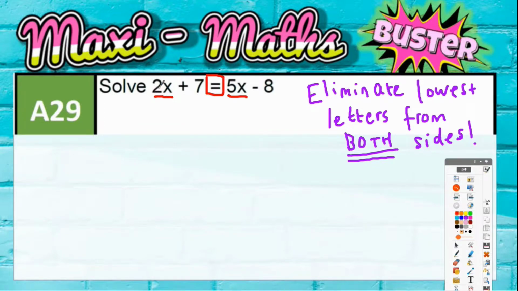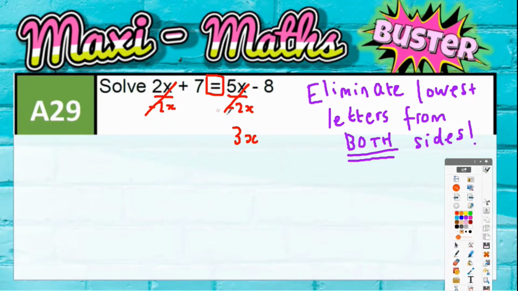So to eliminate 2x, we would have to subtract 2x from that, and then that would go down to 0. 2x take away 2x would be 0, so that would be eliminated. But whatever you do to one side, you've got to do to the other side to keep it balanced. So if you're subtracting 2x from the left-hand side, you need to subtract 2x from the right-hand side. And then 5x subtract 2x, that doesn't eliminate, does it? Because the 5 is bigger than the 2. So 5x take away 2x, well, then we can replace it with 3x.